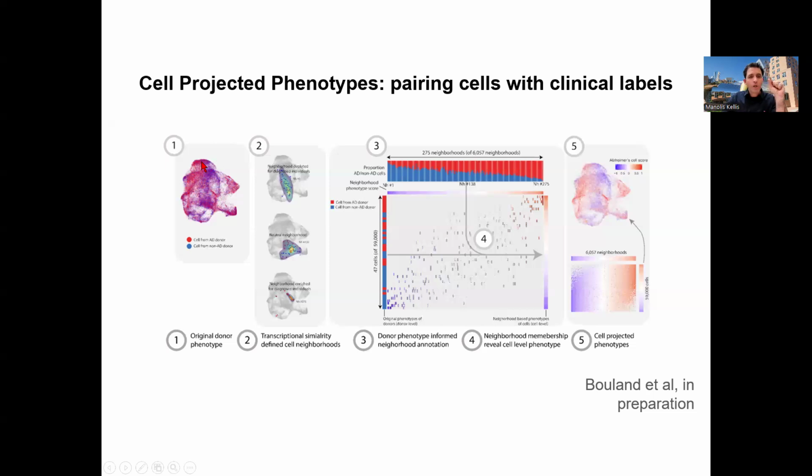Why is that exciting? Because I can now annotate that neighborhood as more control-like and annotate that neighborhood as more Alzheimer's-like. And what's really cool is that I can take an individual and forget about their phenotype and then go back and ask, does that person have their microglial cells in more Alzheimer's-like states or more control-like states? And the same person might have more Alzheimer's-like microglia, but more control-like oligodendrocytes. Are you with me here?